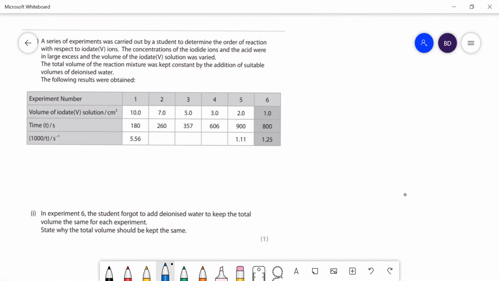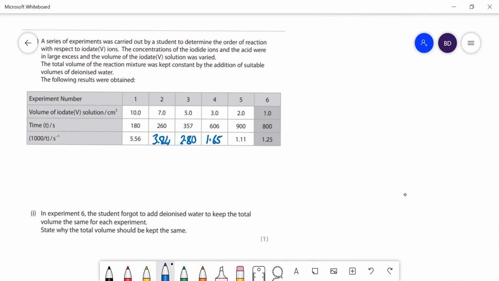So you do 1,000 over the time taken. So you do 1,000 over 260. That gives you 3.84. That gives you 2.80. 1,000 over 606 gives you 1.65. That's all to 3 significant figures.